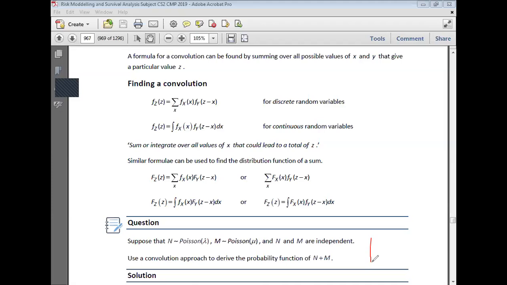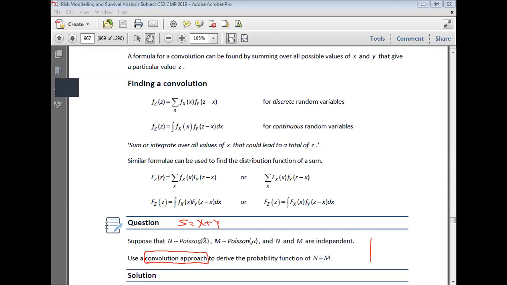Yeah, do you want to try to do that? So remember what they have asked you. They have said use a convolution approach to derive the probability function of N plus M. I mean, you could still use the MGF, no doubt about that. But what the question asks you to do is use a convolution approach. So this is the approach that we just studied, right?